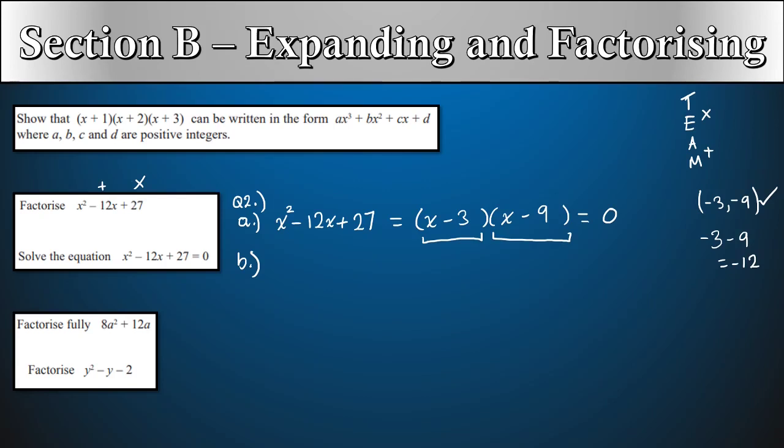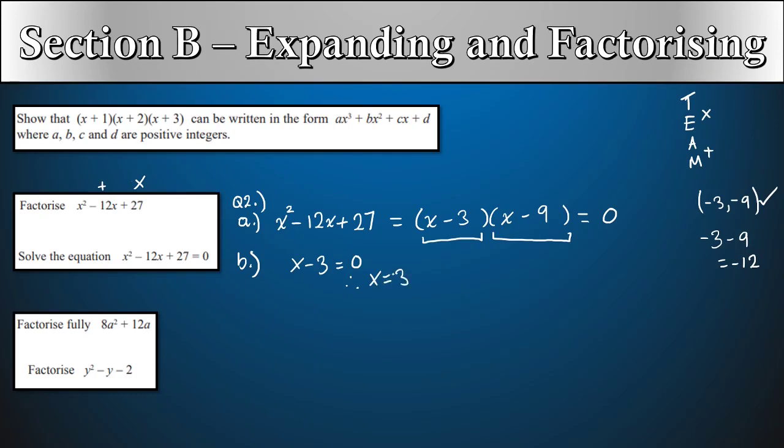So imagine just for the first bit, we don't have this x minus 9. I've just got x minus 3 is equal to 0. So in other words, x minus 3 is equal to 0. In that case, what value of x would satisfy this equation? What would solve it? In that case, it would just simply be 3. 3 minus 3 is equal to 0. So x is equal to 3.